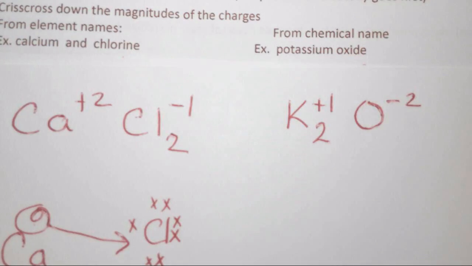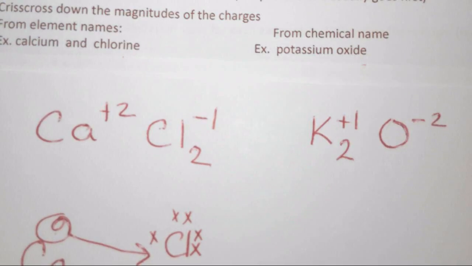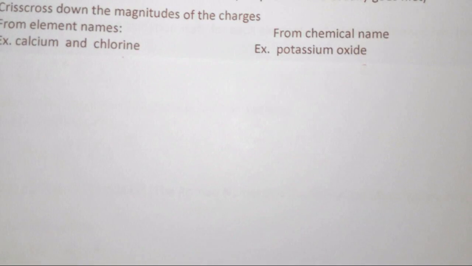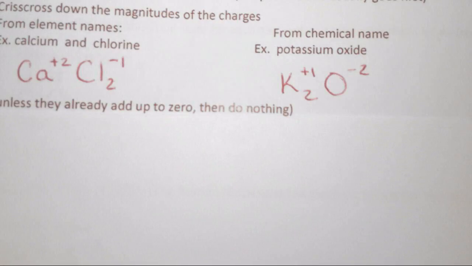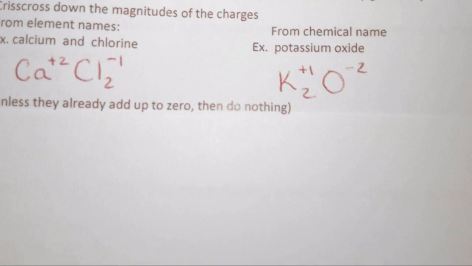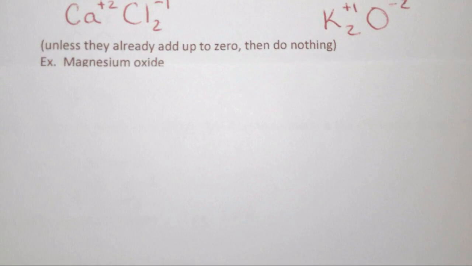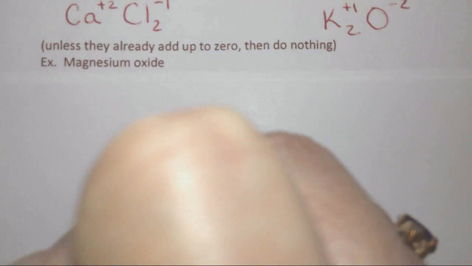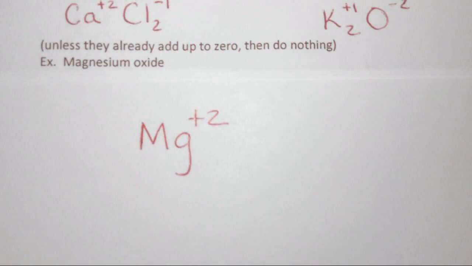Okay. So that's how you do writing the formulas for ionic compounds. There's one thing that we do have to be careful of, and it says, if they already add up to 0, then you do nothing. And we have an example, magnesium oxide. If we look up the symbol and charge for magnesium, it is Mg+2 when you look on your ion chart. It's on the positive side. The more you use this chart, you'll start to kind of learn where some of them are, and it'll go faster.